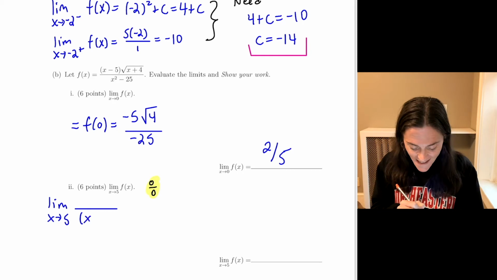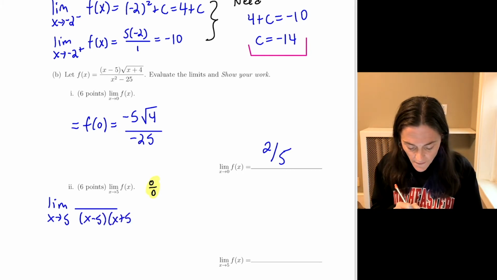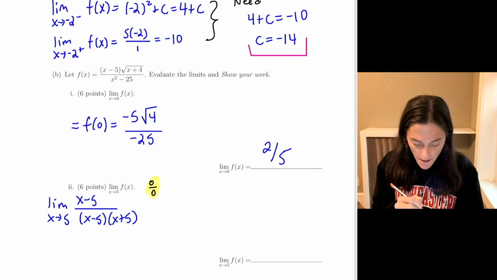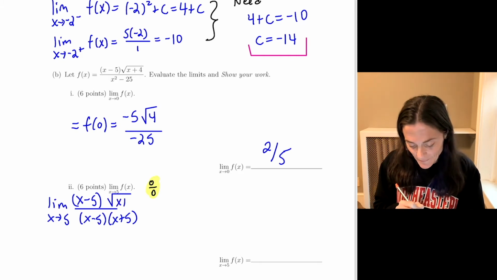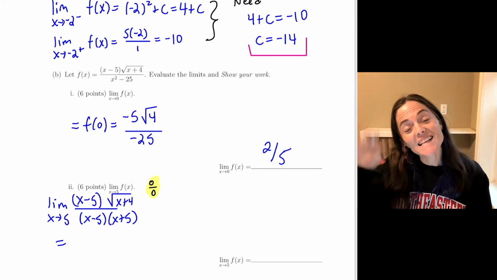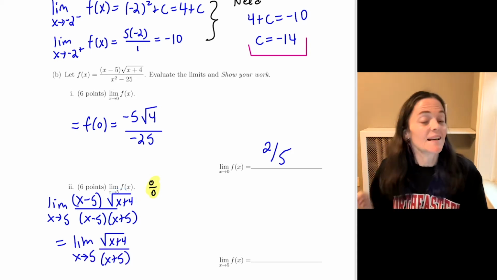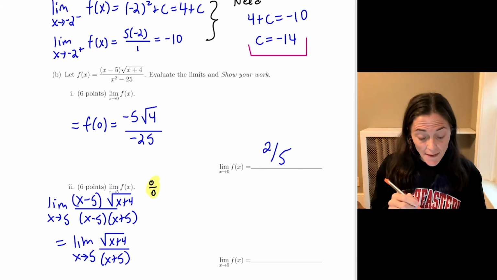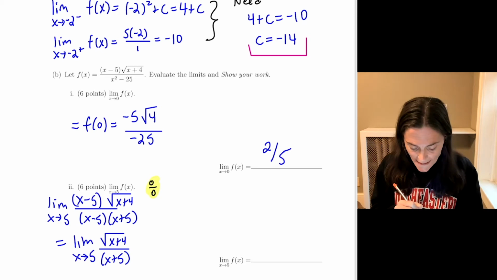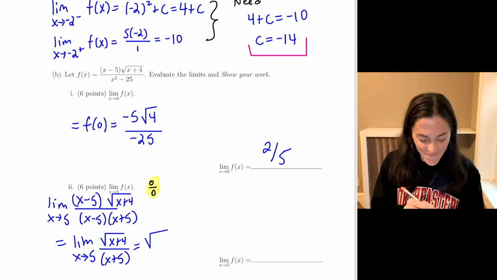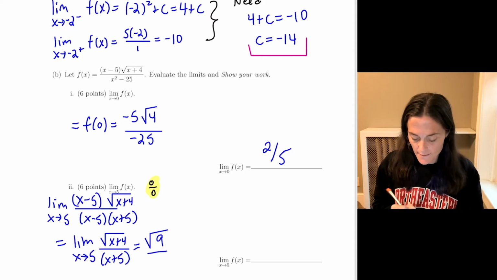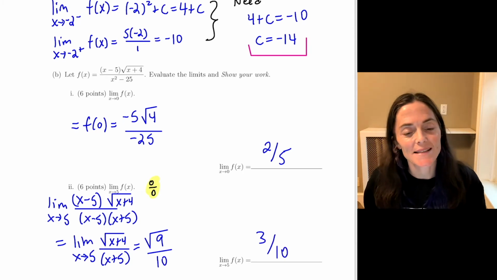So we have x minus 5 and x plus 5. And up here we still have x minus 5, and then times the square root of x plus 4. Well, now we're in really great shape, because x minus 5 over x minus 5, we can just cancel. So we have a limit as x approaches 5 of just this part, which is the square root of x plus 4 over x plus 5. Now this is defined at x equals 5, and so we can just evaluate. We have the square root of 9 divided by 10. And this gives us 3 divided by 10. So these were those two limits.